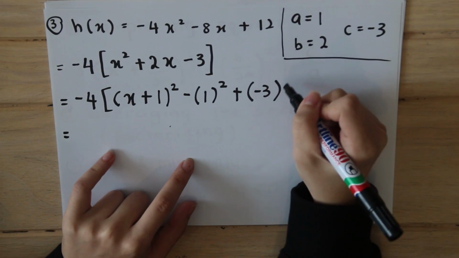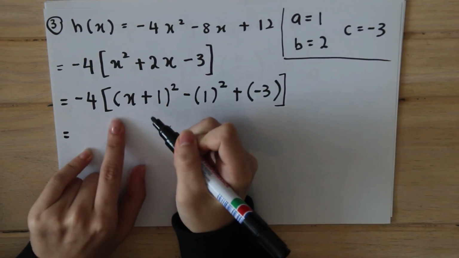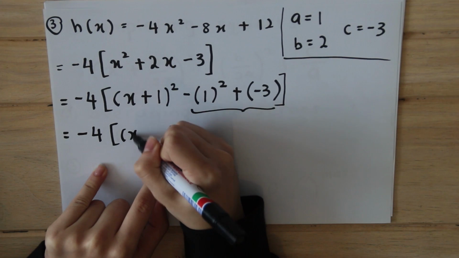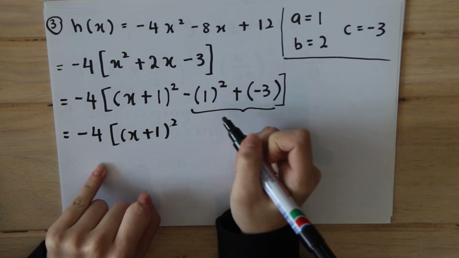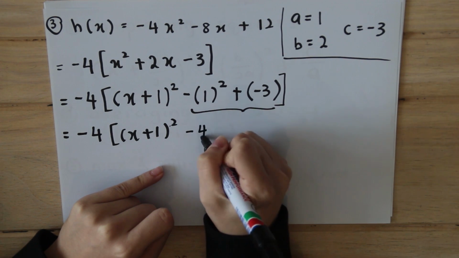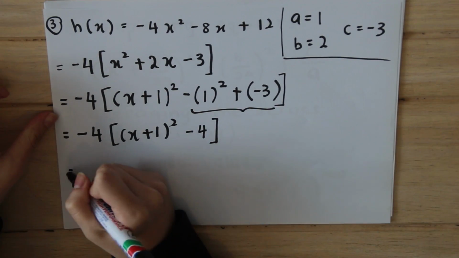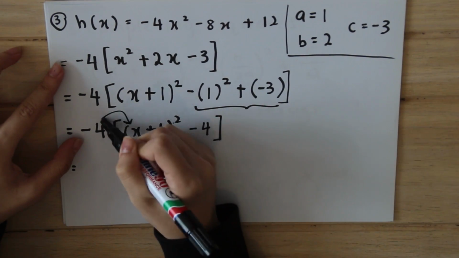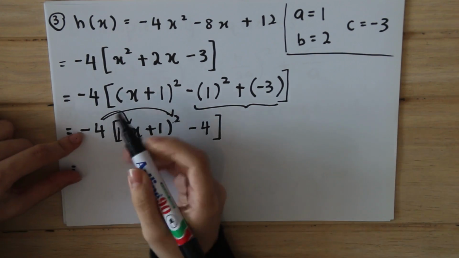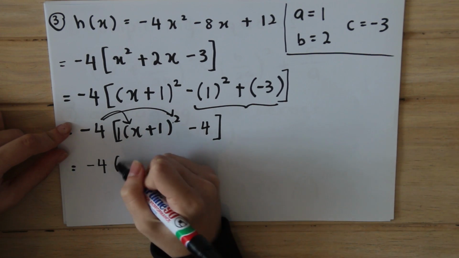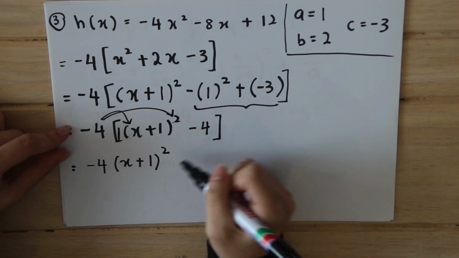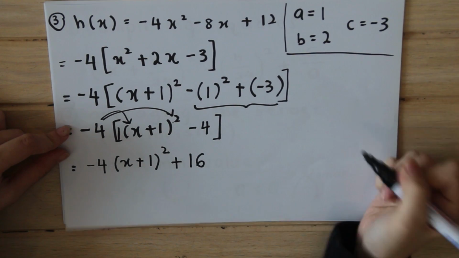For this equation, minus 4, we have to calculate for this first. x plus 1 square. Minus 1 minus 3 is minus 4. And we have to times in the minus 4. So first, there's like a hidden 1 here. So minus 4 times 1 is minus 4. x plus 1 square, and minus 4 times minus 4 is positive 16.